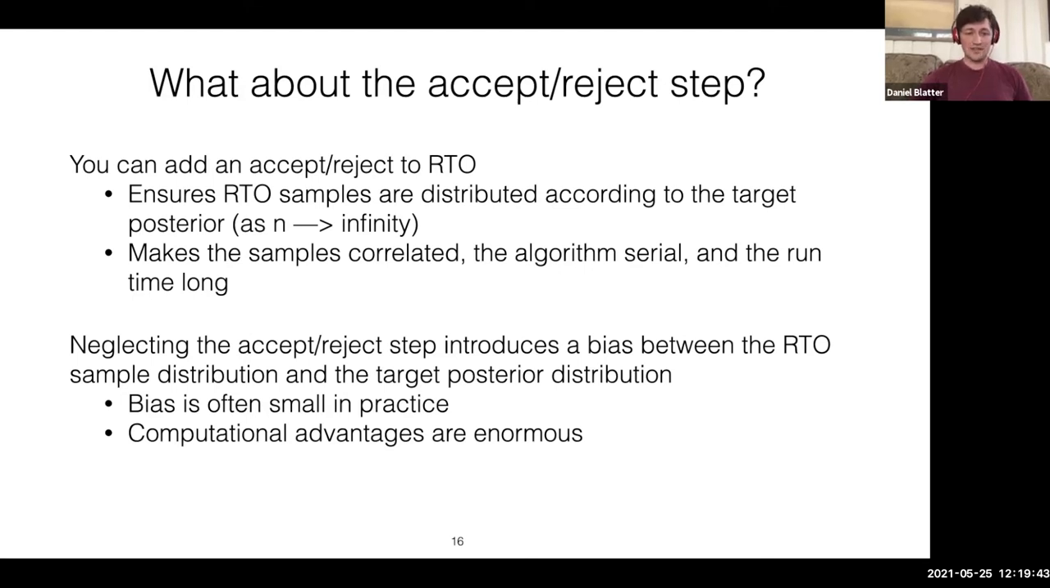Neglecting the accept-reject step introduces a small bias between the RTO sample distribution, the distribution of the statistics of the samples that you draw from RTO, and the statistics of the target distribution. However, the bias can be shown to be small in practice, and the computational advantages of neglecting it are enormous. So what we're essentially suggesting is that we neglect this accept-reject step and accept the small bias in favor of the enormous computational advantages that that provides.